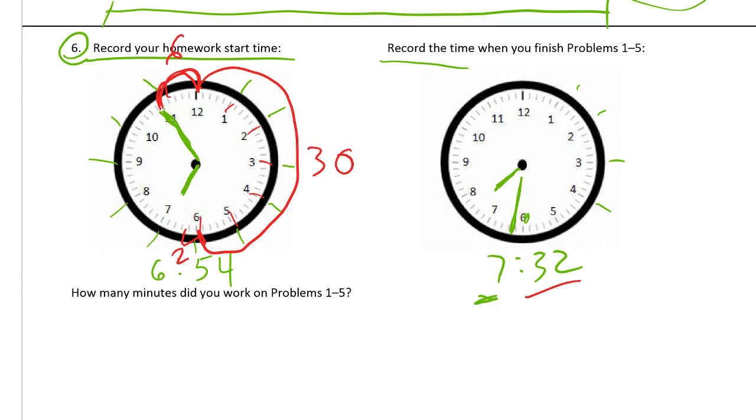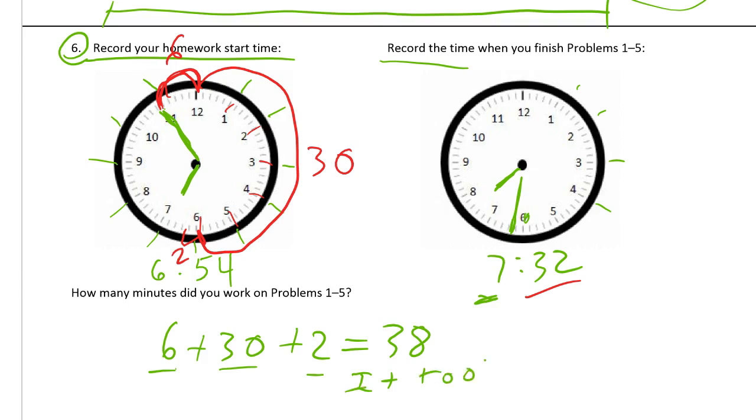I'm going to add 6 plus the 30 plus the 2 equals how many minutes? So we've got 6 and 2, that's 8, and 30 plus 8 is 38. It took 38 minutes. I hope it didn't take you that long.